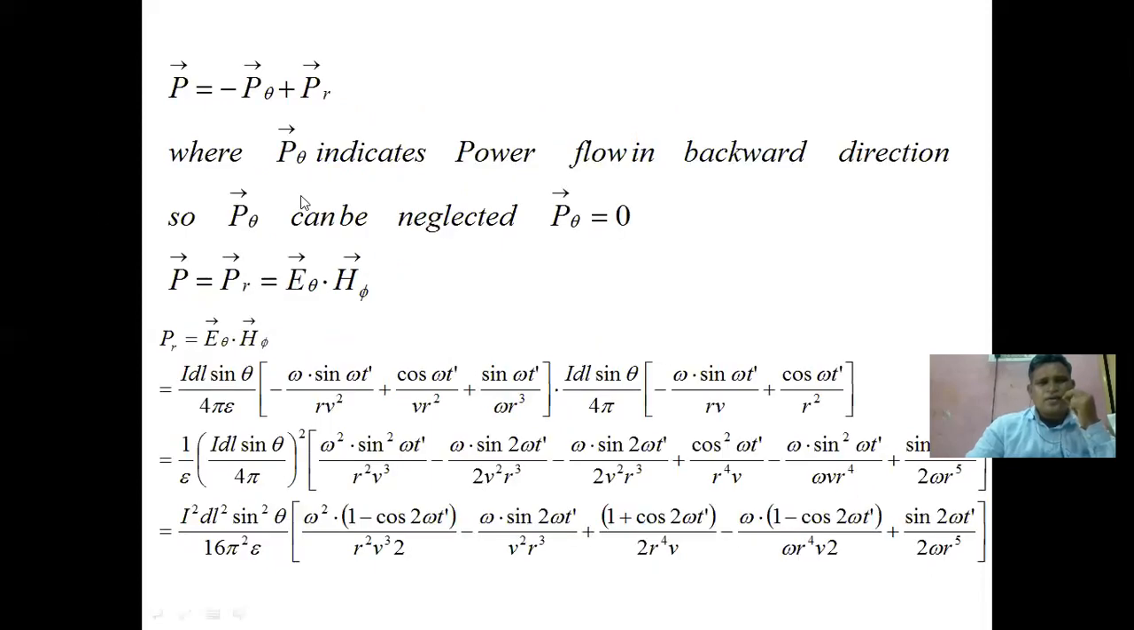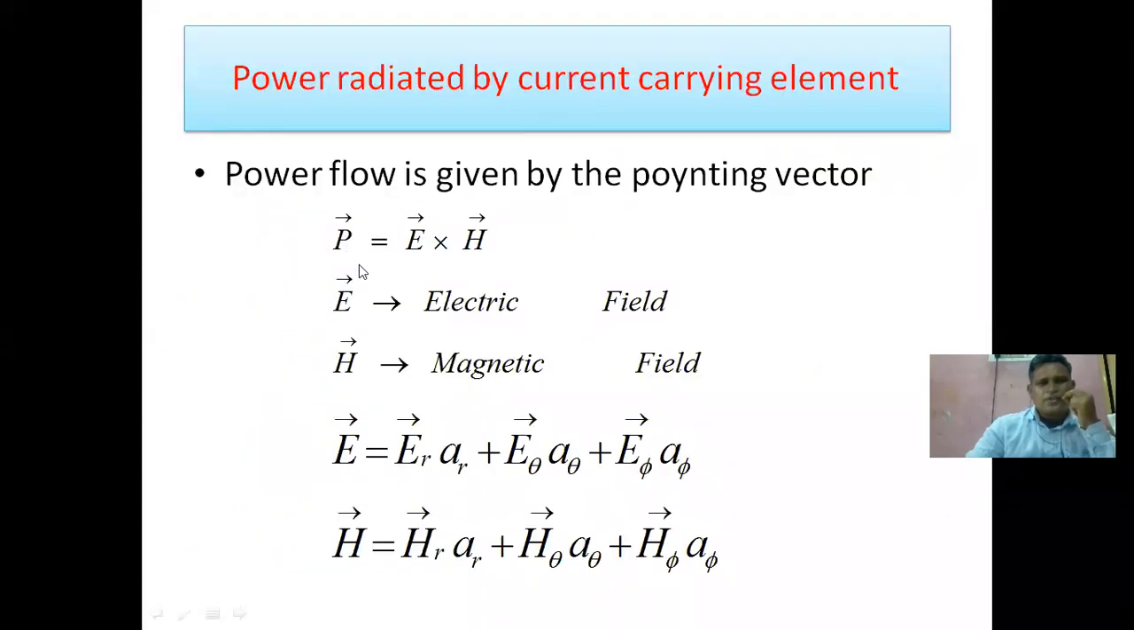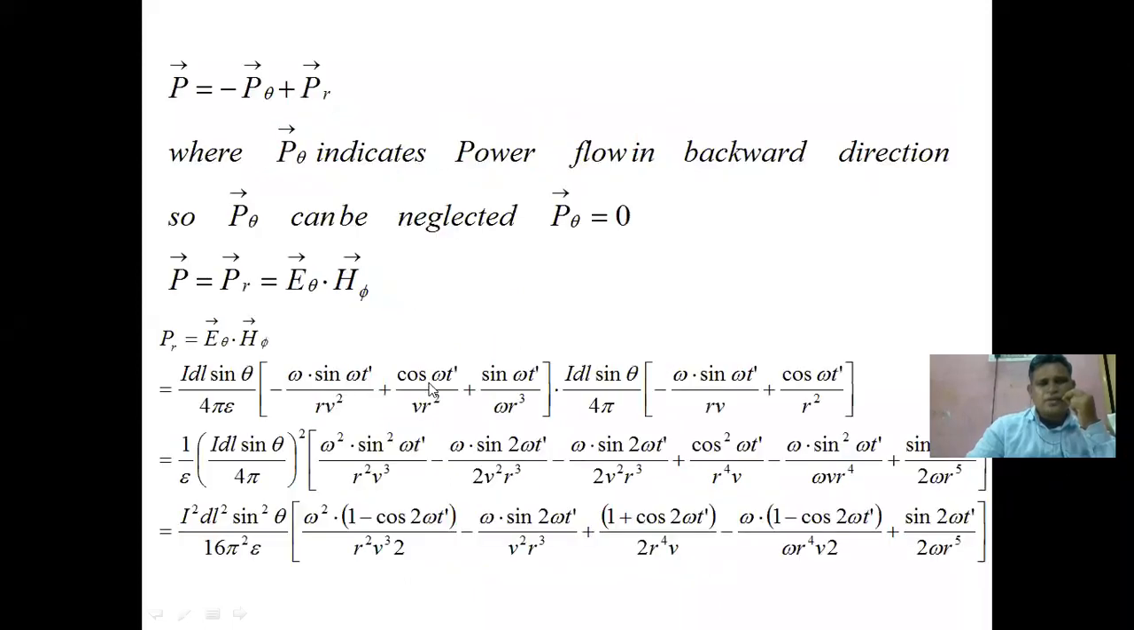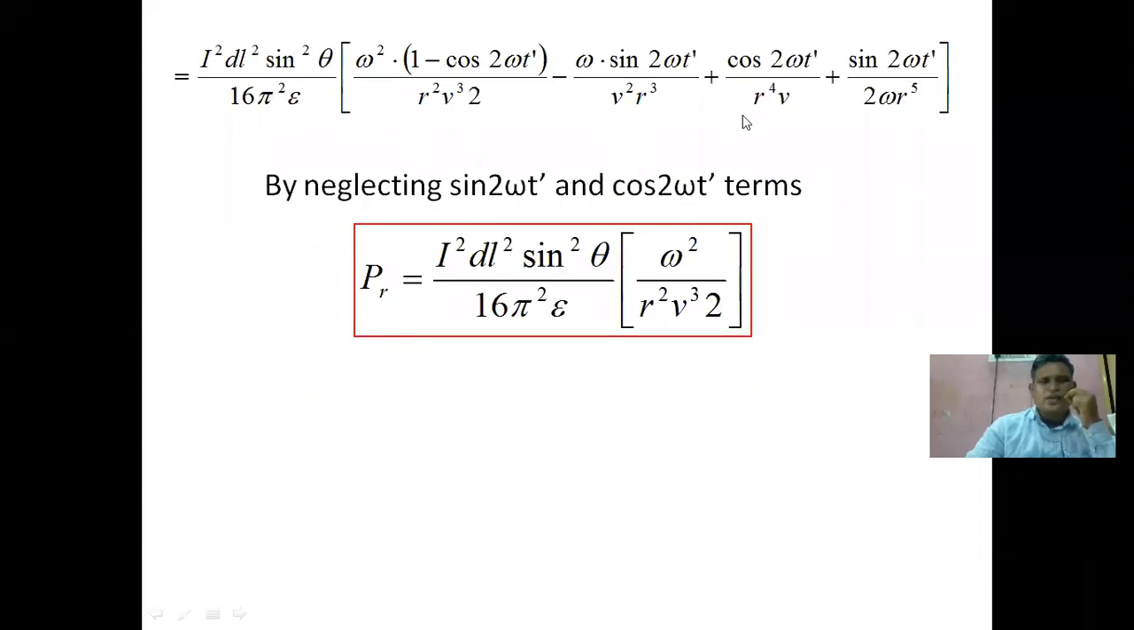Here simply we are calculating the average power by using the Poynting vector multiplication, substituting these equations, E theta and H phi, we are arriving at this equation. Here we are omitting these 2 omega t terms. This indicates the side lobes. We have seen main lobe, back lobe, and side lobes. These are the side lobes. We are neglecting these terms. That's why we are getting the average power like this. Now we want to calculate the radiation resistance of the short dipole antenna.